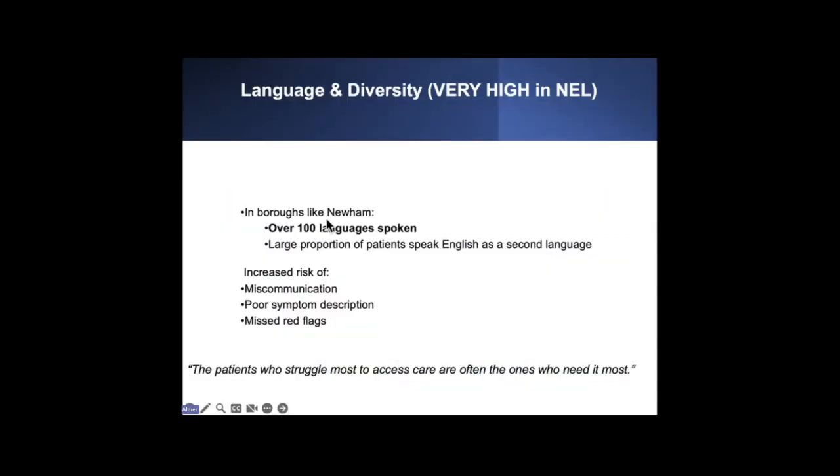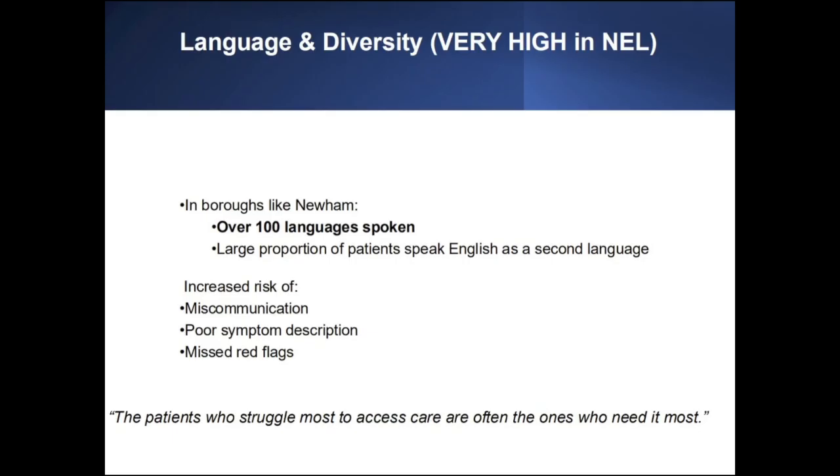Did you know in Newham, there's over 100 languages spoken? So what do you think could be the problem if we have so many different languages in an area? What do you think is the issue with living in an area, working in a surgery, where we have about 100 different communication gaps? And what happens with communication gaps? Why is it a problem if we miscommunicate?